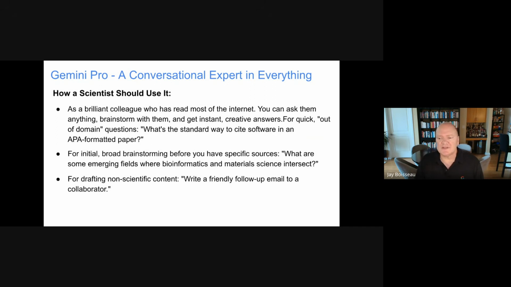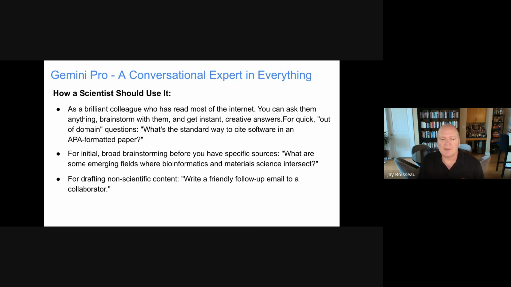How should you use it as a scientist? This is important. One way is to use it as a brilliant colleague who's read most of the internet. So this is really handy. Now you've got some brilliant bookworm colleague that's read the whole internet, and you can converse with them and have them teach and explain things to you that you haven't had time to read yet. You can use it for initial brainstorming before you have specific sources, like what are some emerging fields where bioinformatics and material science intersect?